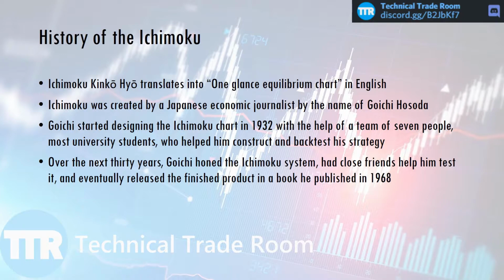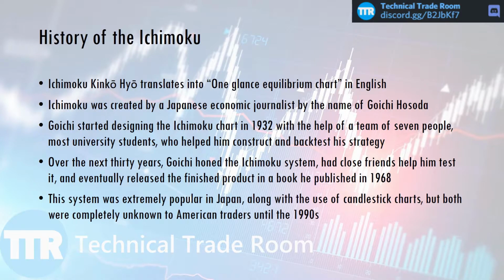Over the next 30 years, Goichi honed the Ichimoku system, had close friends help him test it out, and eventually released the finished product in a book that he published in 1968. This system was, and still is, extremely popular in Japan, along with the use of candlestick charts, but both were completely unknown to American traders until the 1990s.